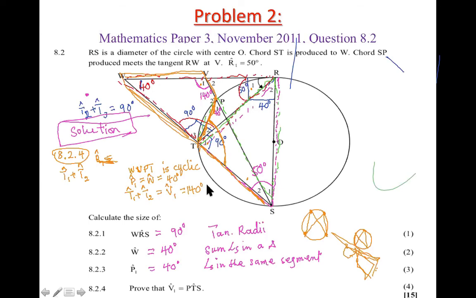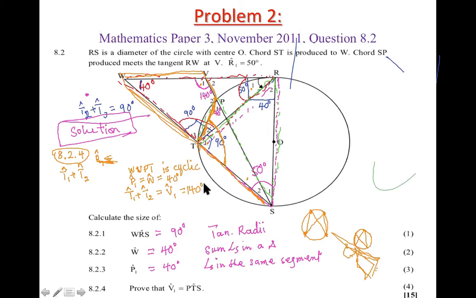Is that 140 degrees? No. This angle P2 is 140, sorry. This angle P2 is 140 because 140 plus 140 is what? 180. Guys, are you following? So you cannot use this angle. Are you following?